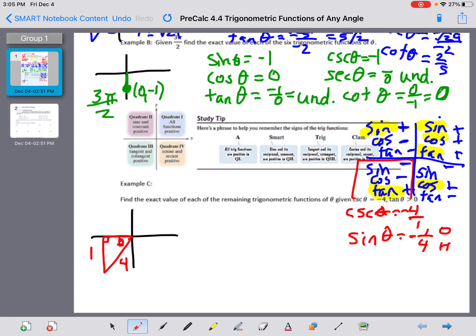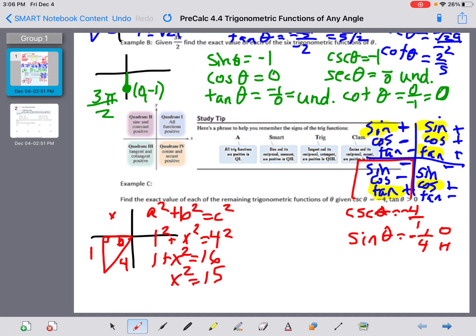I'm missing one of the sides. How do I find it? Mr. Pythagorean. All right, which one's my C? It's 4. 1, and we'll call this one over here x, right? 1 squared is 1, x squared is x squared, 4 squared is 16, subtract the 1, x squared is 15, and take the square root. And there's nothing pretty or anything, so I'm just going to leave it the square root of 15 and label my triangle. Okay.